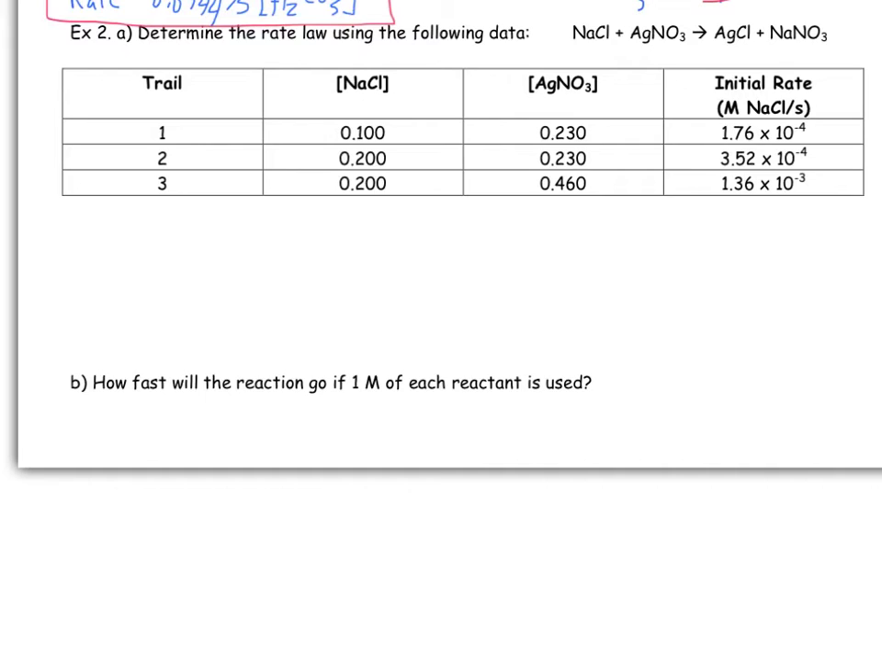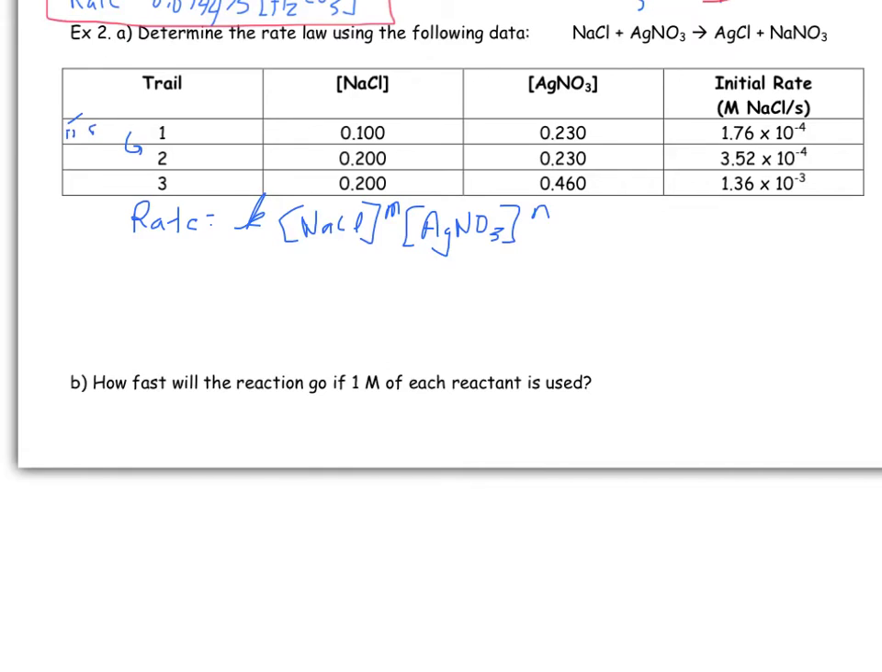Here's the answer for example 2. Start off by writing a general rate law. Rate equals K times the concentration of NaCl to the M times AgNO3 to the N. Now to find what M equals, I need two trials where the concentration of NaCl changes but AgNO3 stays the same. Looking at my observations, that will be comparing trial number 1 and 2.